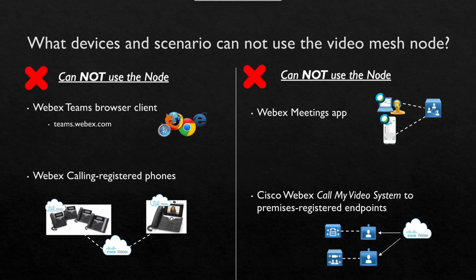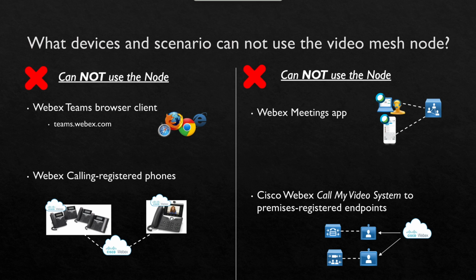And then finally, if you're requesting the callback feature from an endpoint that's registered on-prem to either a CUCM or an Expressway, then you cannot use the video mesh node, because the only way those endpoints can reach the video mesh node anyways is through routing behavior that's configured in that call control device. So when the endpoint initiates the call out, it tells the call control device, here's where I want to go, and the call control device is set up to reroute it to the video mesh node.